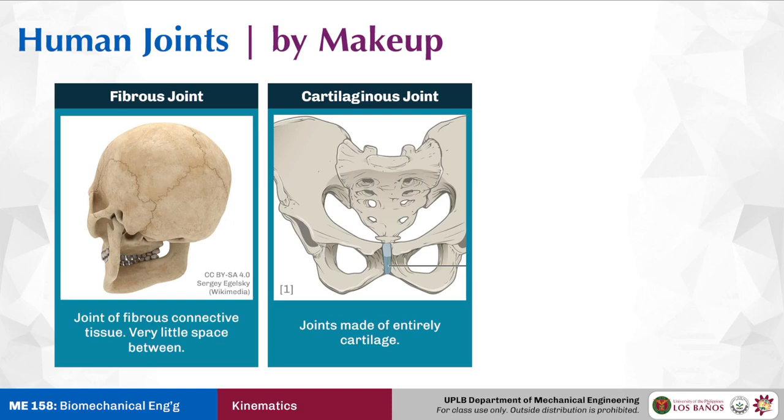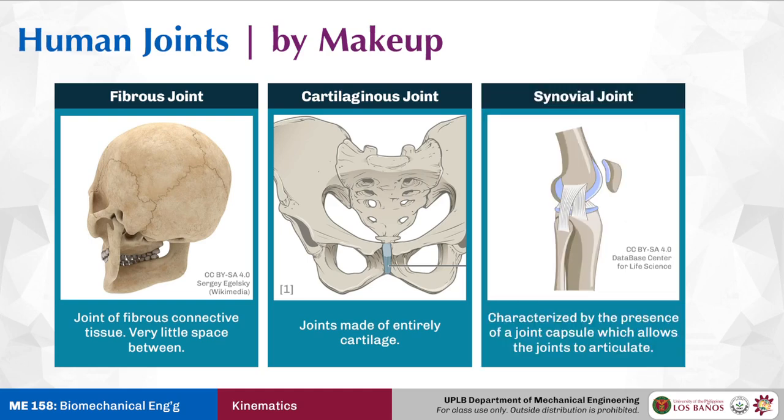Now, the third type that we most associate with joints is the synovial joint. These are joints that are characterized by having a joint capsule, which protects the mating bones from wearing and allows for motion of that joint.